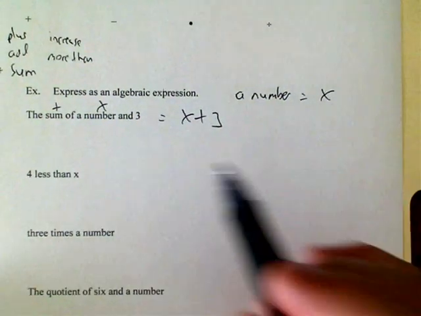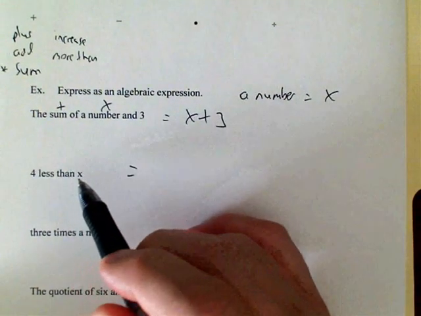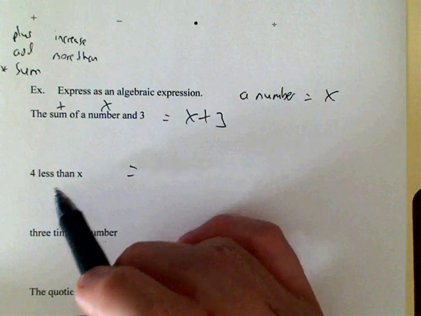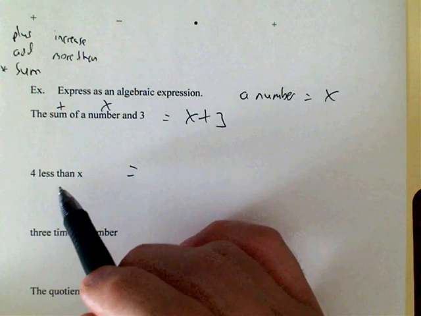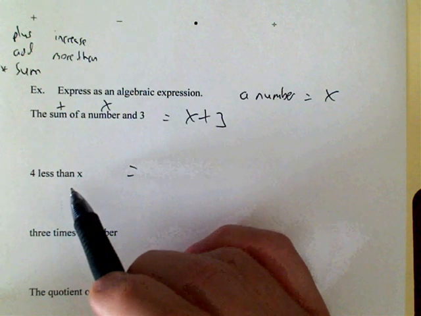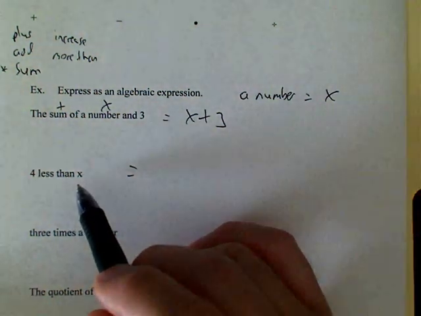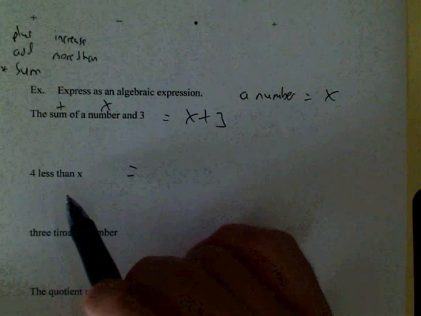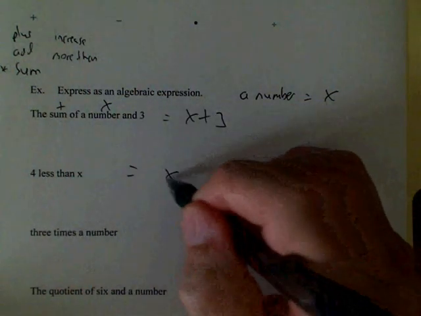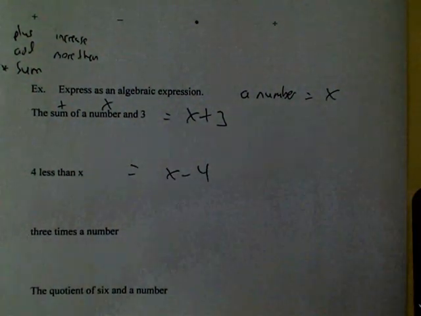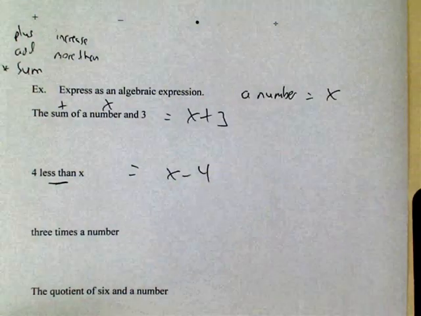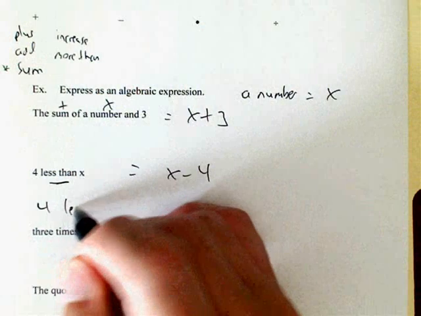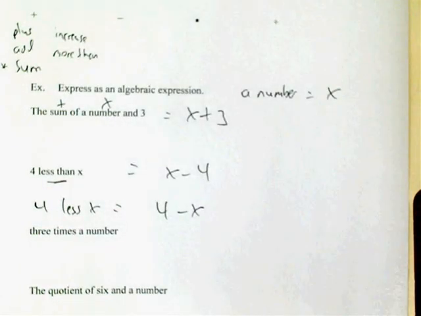4 less than x is the same as saying 4 take away x, or 4 taken away from x, or 4 subtracted from x. And no matter how you look at it, 4 is going to be taken away from the x, which means we're subtracting it off. Watch out for the less than. It does make a difference. Now if it were 4 less x, then it would be 4 minus x. So be aware of that. That does happen.